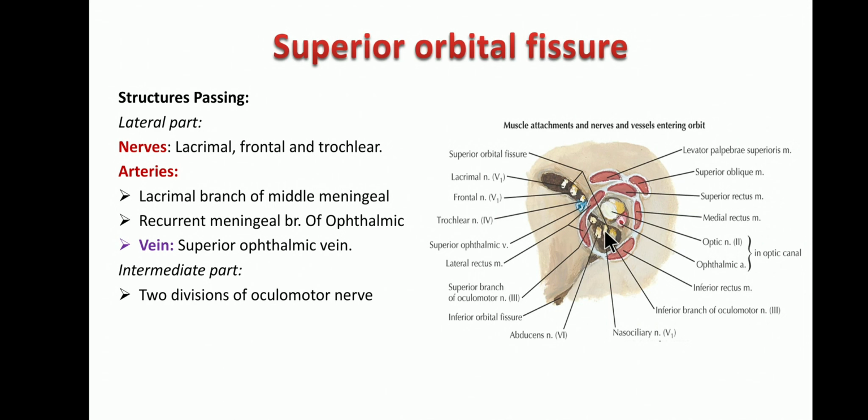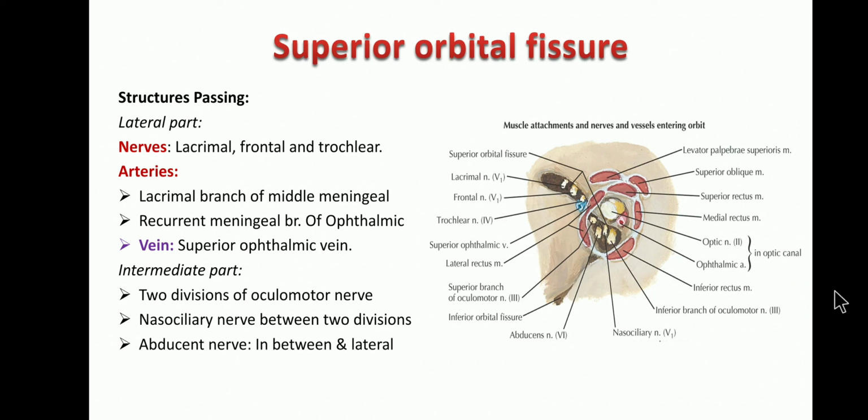and between the two divisions you have the nasociliary nerve, which is actually the other branch of the ophthalmic nerve. Okay, nasociliary nerve between the two divisions, and in between the two and laterally what you have is the abducent nerve. So you can see that all the nerves which are related to the orbit are passing through the superior orbital fissure. Lacrimal, frontal and trochlear in the lateral compartment. Intermediate compartment, you have two divisions of the oculomotor nerve. In between them you have the nasociliary nerve. In between and laterally you have the abducent nerve.